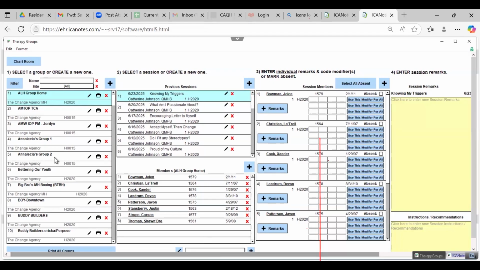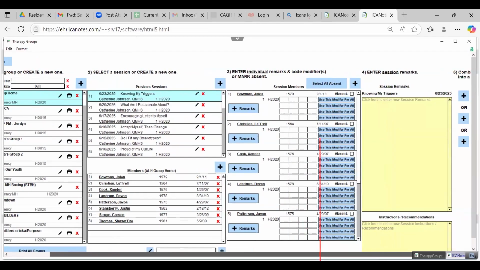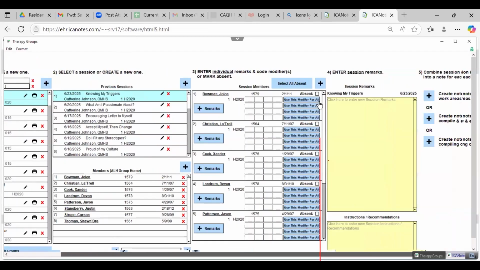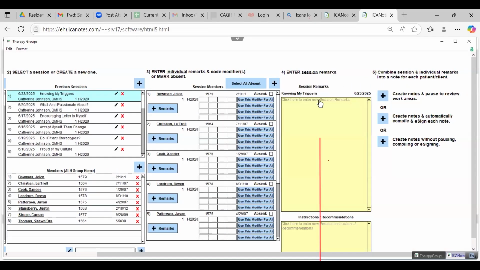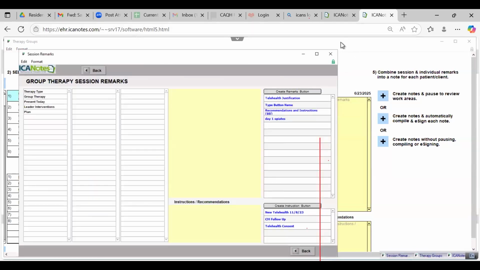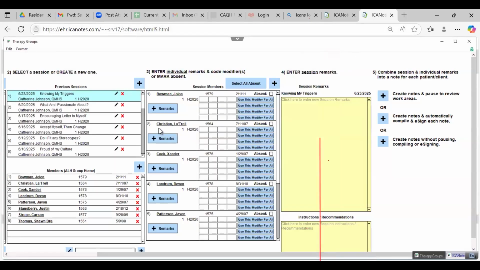So how I do, and if you look at the top, it has the group, it has the order of how we do everything. So 1, select a group, create a new one. 2, select a session or create a new one. Now, 3 and 4 are a little interchangeable. For me, I like to go to number 4 to do my group summary first, and then go ahead and go back and talk. But either way is fine.